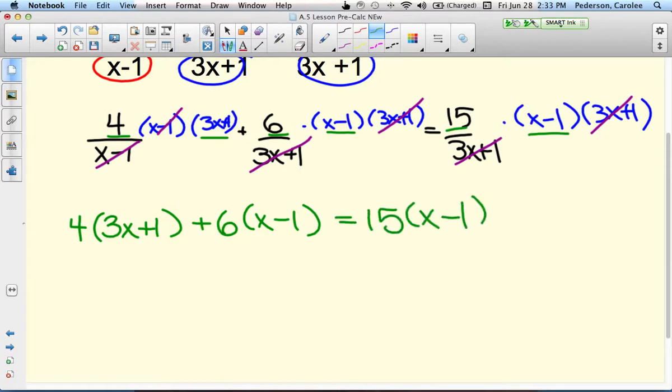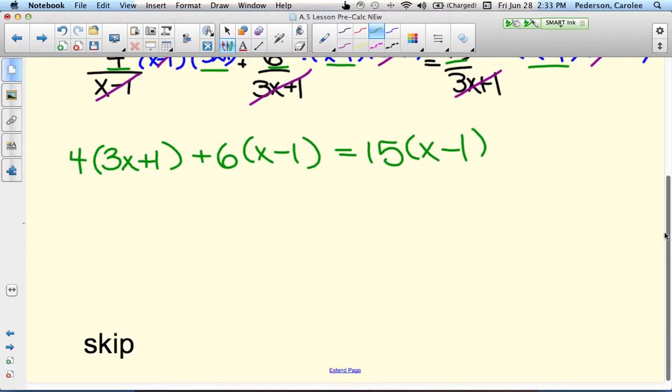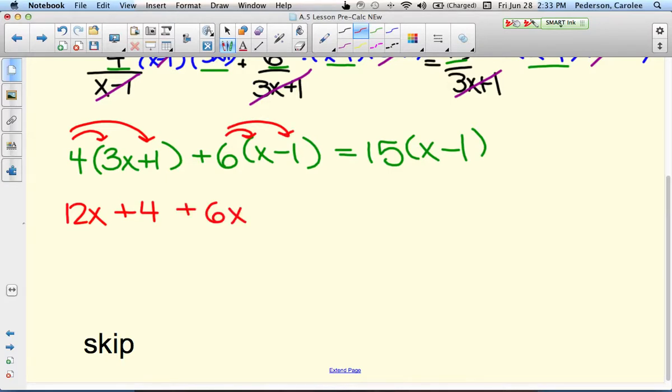Now we solve like any other linear equation. We need to distribute the 4, the 6, and the 15 through. So distribute the 4. So 4 times 3x is 12x. 4 times 1 is 4. Distribute the 6 through. So 6 times x is 6x. 6 times negative 1 is negative 6. And then 15, distribute through. You get 15x minus 15.